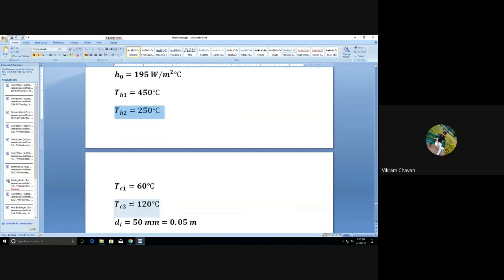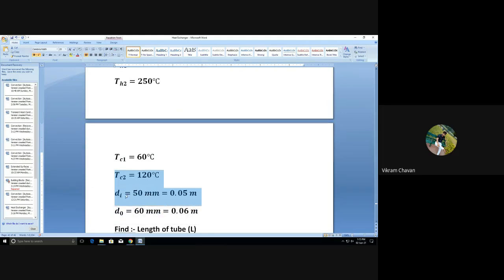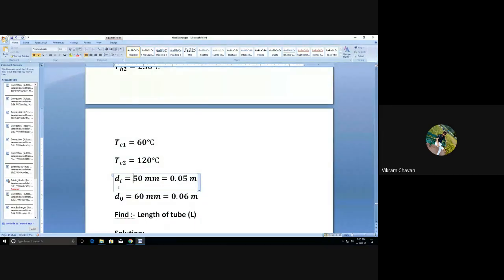Then cold fluid temperatures are provided. TC1, the inlet cold fluid temperature, is 60 degrees Celsius, and TC2, the outlet fluid temperature, is 120 degrees Celsius. Then the diameters of the tubes are provided, inner diameter and outer diameter. So the inner diameter is 50 mm and the outer diameter is 60 mm. That will be considered in meters as 0.05 and 0.06 meter, and we have to determine the length of the tube.